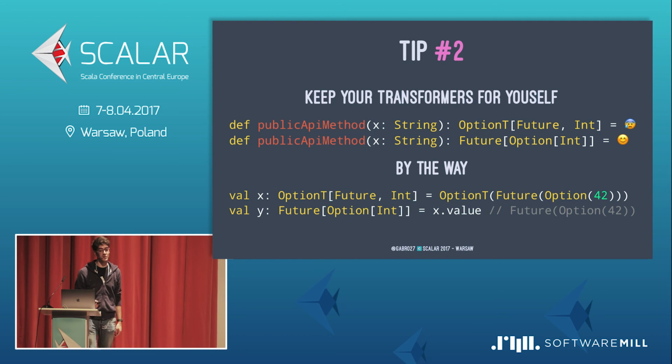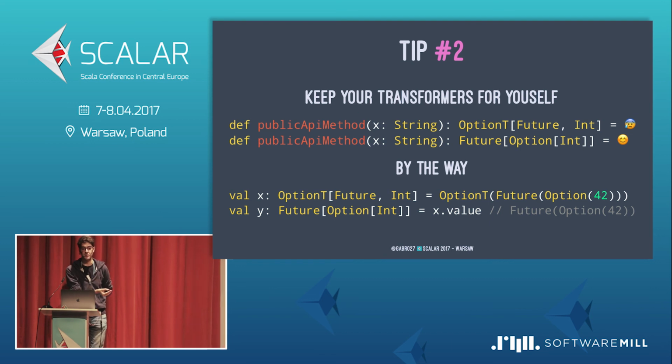Other tip, keep your transformers for yourself. If you're using them as a local optimization to make the code more readable and more composable, just don't tell me. I really don't want to know, because this is specific to a library. It's not standard Scala code. I don't want to know, and you don't want me to know, because if you want to change implementation and switch from ScalaZ to cats every Wednesday, I don't want to know. So this is a general comment on public methods, of course. And by the way, if you want to get the Future Option representation of an OptionT or any transformer, you just call value on it.